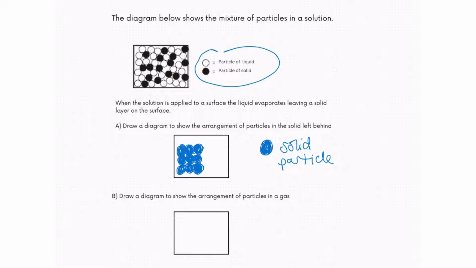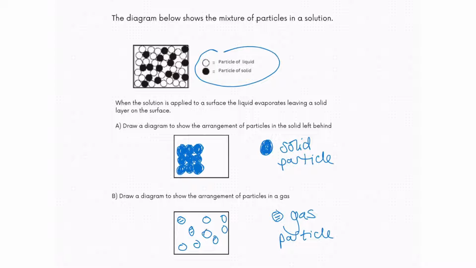And then part B, draw a diagram to show the arrangement of particles in a gas. So for the gas, I'm going to use this. Okay, I'm just going to use a circle with some hatchings in, gas particle. Again, they might have told you what to use. Now, the key here is to remember, try and draw the same number of particles. So 4, 5, 6, 7, 8, 9. Okay, but they've got to be randomly arranged because they are in a gas.